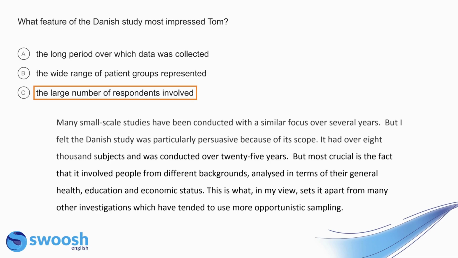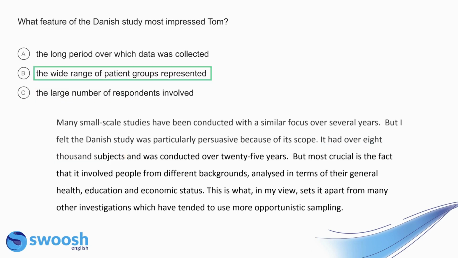Let's look now at option C. We've got the large number of respondents involved. Once again, it does mention a number of respondents. It says over 8,000 subjects. Again, this could be considered a large number. It doesn't actually say that, but more importantly, again, it doesn't say that this is what impressed our speaker. So we have another distractor here. It mentions the number of respondents, but it's not quite the correct answer.